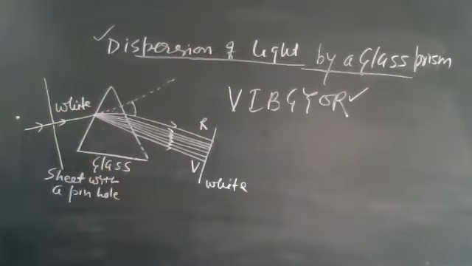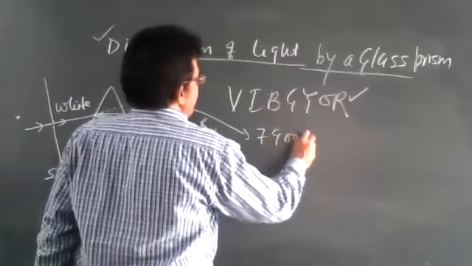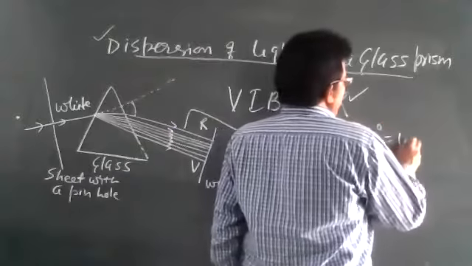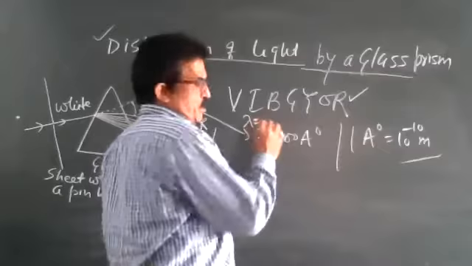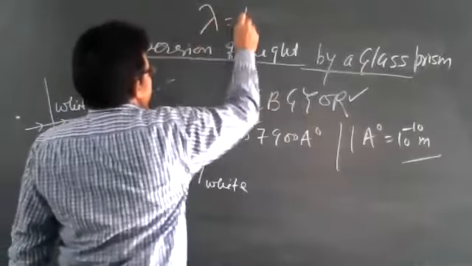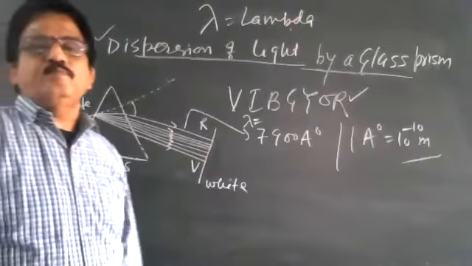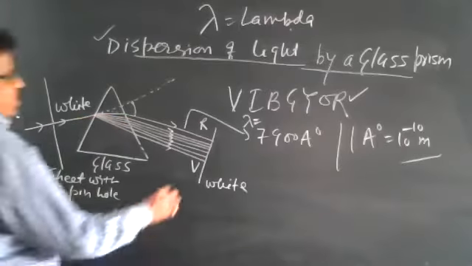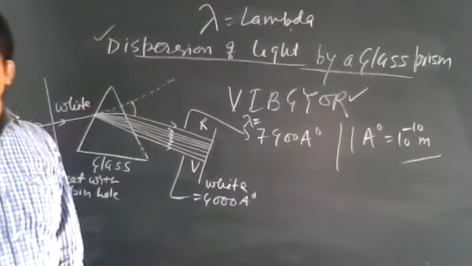Dear children, you remember that red color has a wavelength of 7900 angstrom. 1 angstrom is equal to 10 raised to the power minus 10 meter. This is the wavelength. Wavelength is written with the symbol lambda, which is a Greek letter. The wavelength of red light is 7900 angstrom, and the wavelength of violet color is 4000 angstrom.